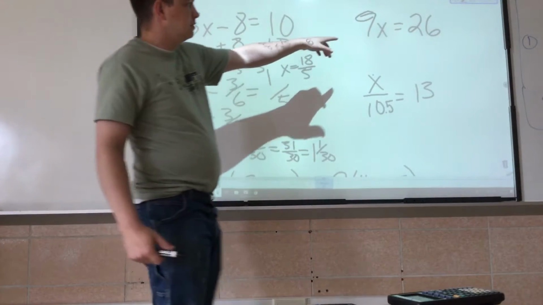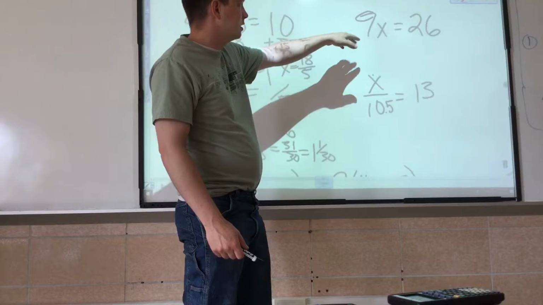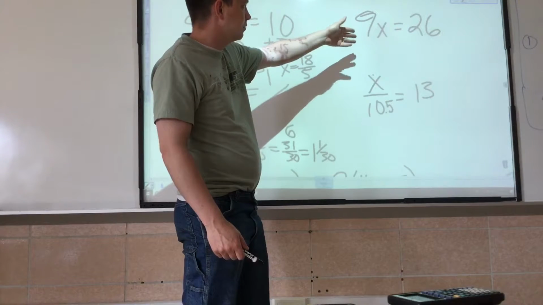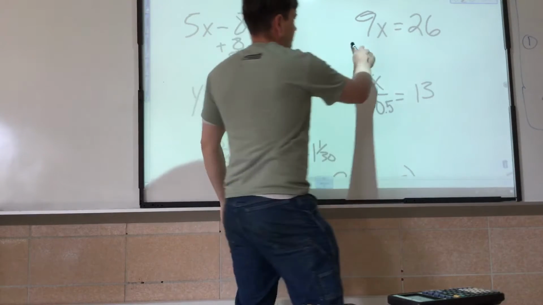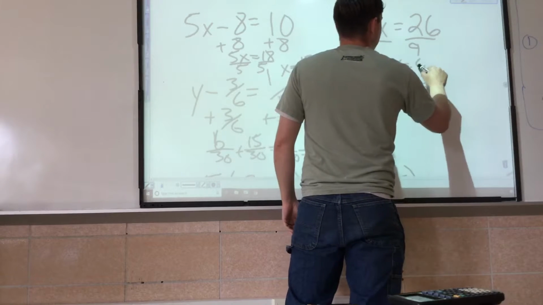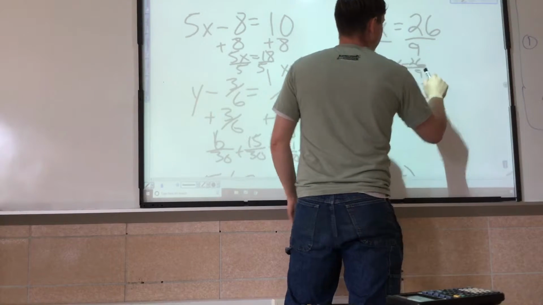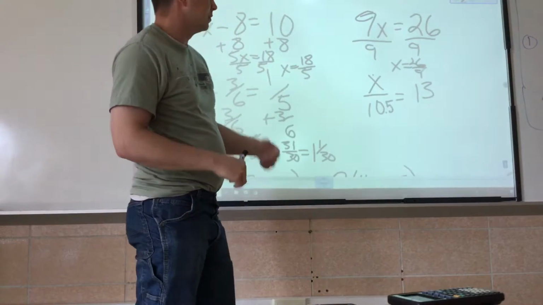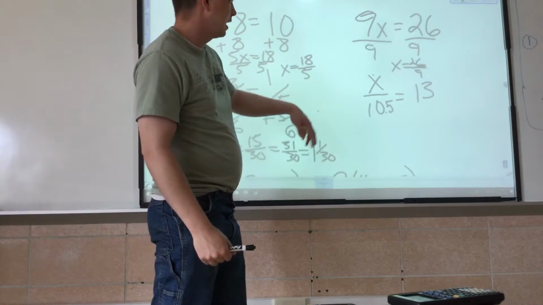This one's pretty straightforward. Look at it and think, okay, I'm being multiplied by x, so the opposite is divide. Divide both sides by 9, x equals 26 over 9, and again, you can make that into a mixed number and reduce it down. I'll let you guys figure that out.